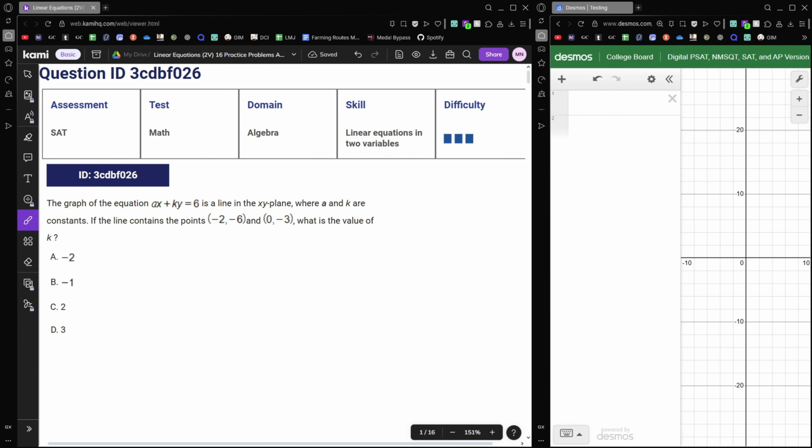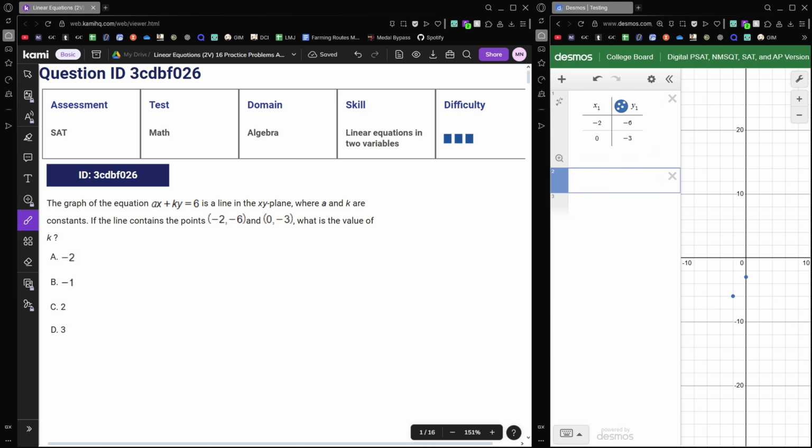The graph of that equation is a line in the xy plane where a and k are constants. If the line contains those points, what is the value of k? We can actually solve this using regression in Desmos, so let's type these points into Desmos. First, click this plus sign in the top left corner to insert a table. Then type in those points, -2, -6, and 0, -3.